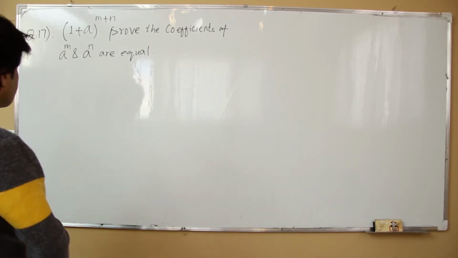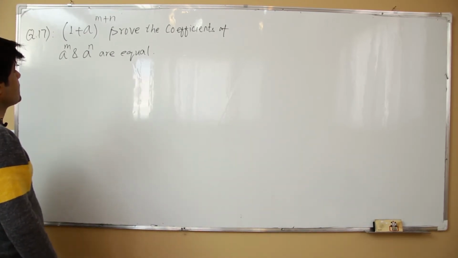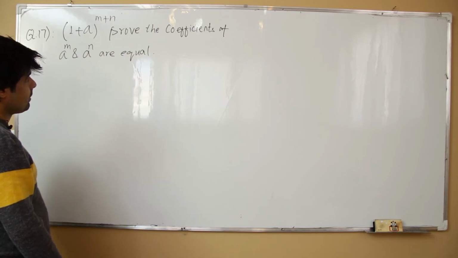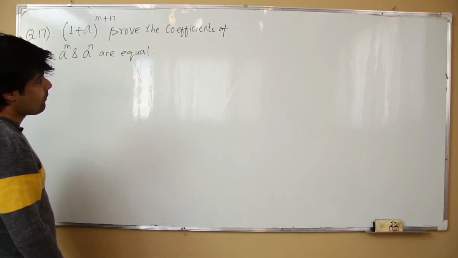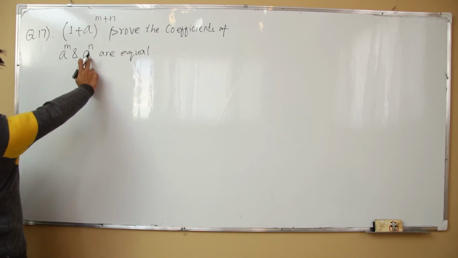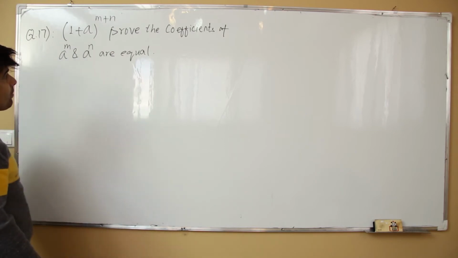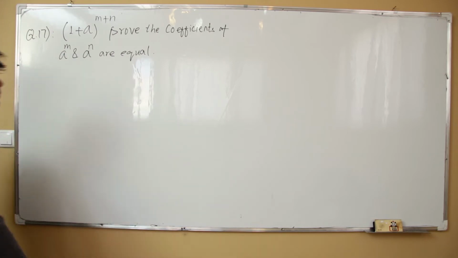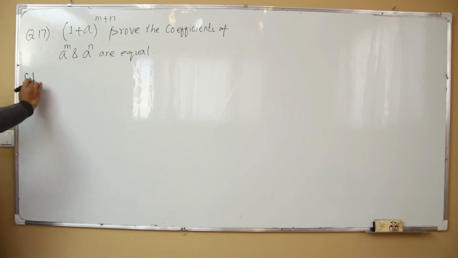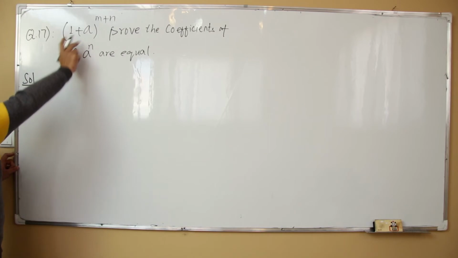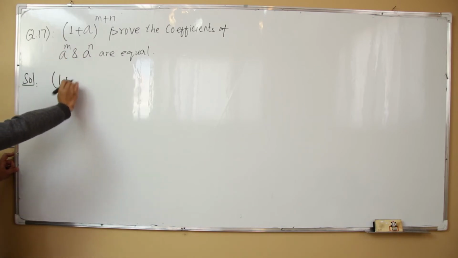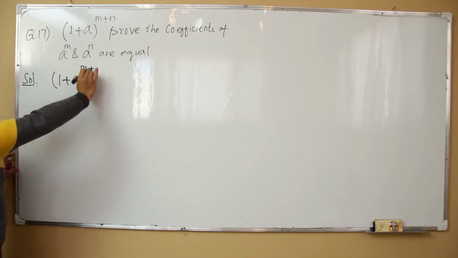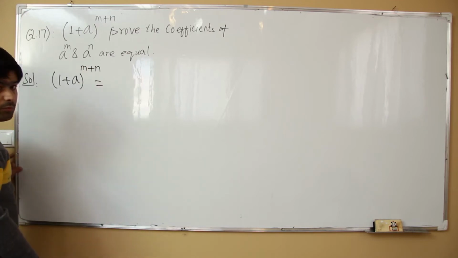Question number 17. (1 + a) raised to the power m + n, prove that the coefficients of a raised to the power m and a raised to the power n are equal. How can you simplify? First, if we want to talk about the expansion of (1 + a) raised to the power m + n, what is the general formula for this one?